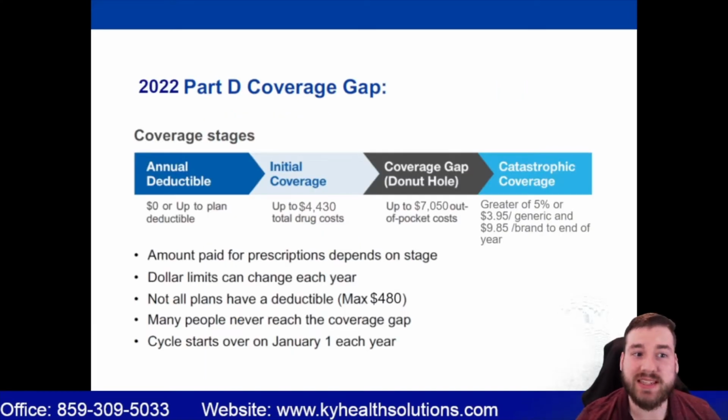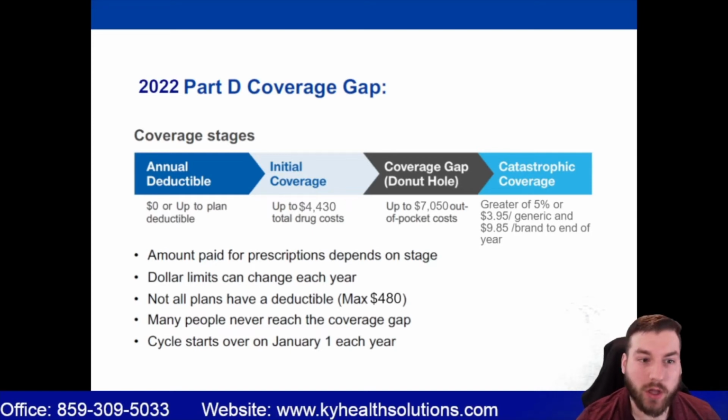Now, there are different stages to each of these drug plans. Again, these work the exact same regardless of whether you have the drug plan through a Medicare Advantage plan or if it's a standalone plan. There's the annual deductible stage, which can be as low as $0 or go up to a max of $480 for the year 2022. Once you've met this deductible, or if you get to skip it, you move to the initial coverage stage, which is just where you pay your regular copays.